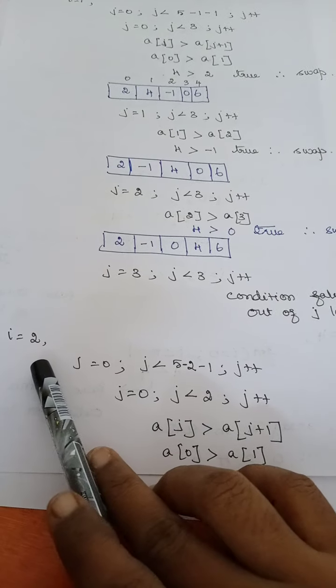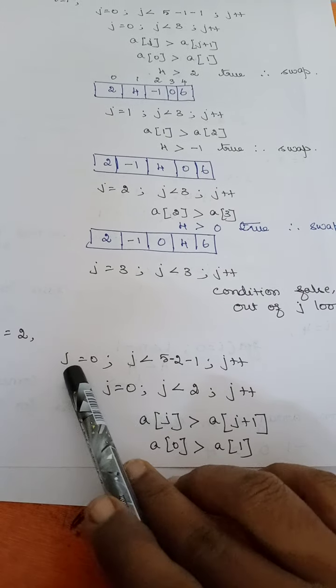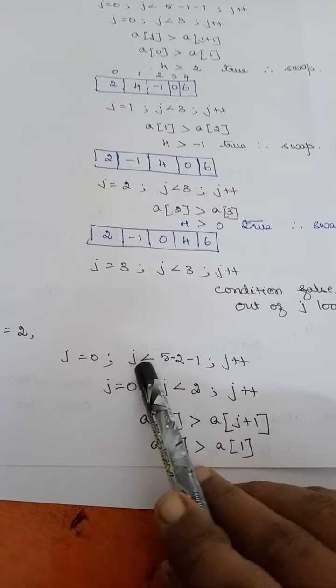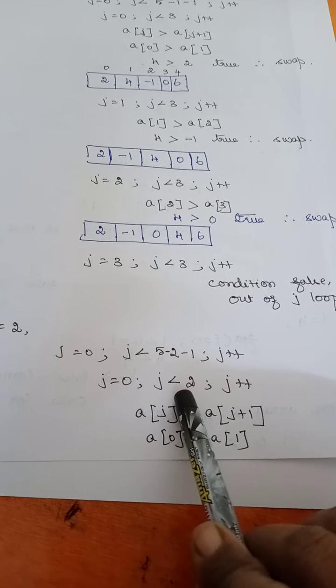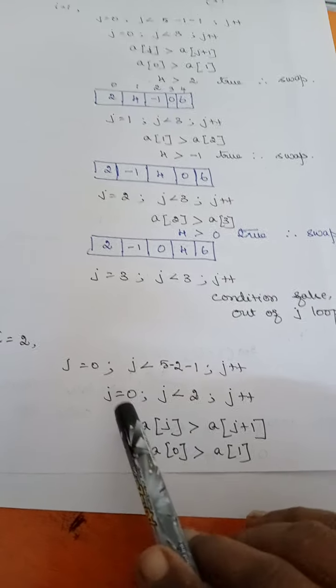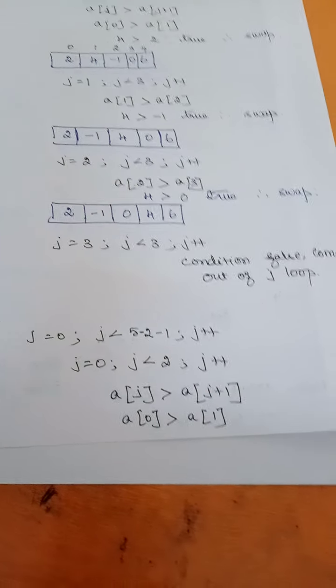Now i equal to 2. Now I have moved on to my third pass. So again j equal to 0, j less than 5 minus 2 minus 1. So it is nothing but 5 minus 3, that is going to be 2. So from 0 to 2 I will do the same process. Is that clear? Right.